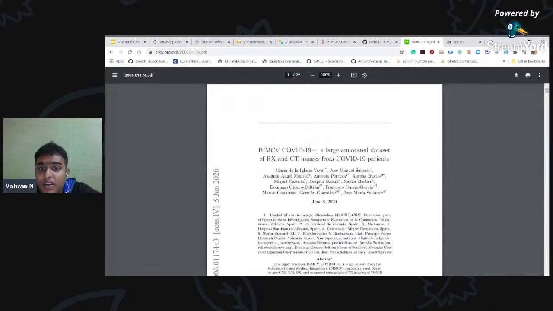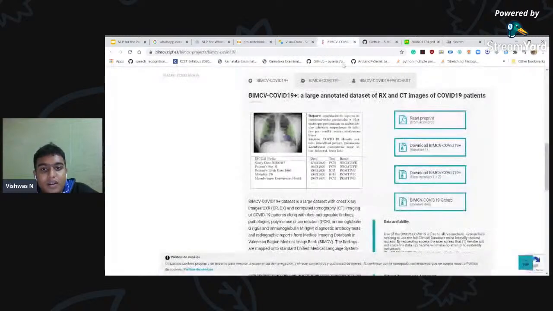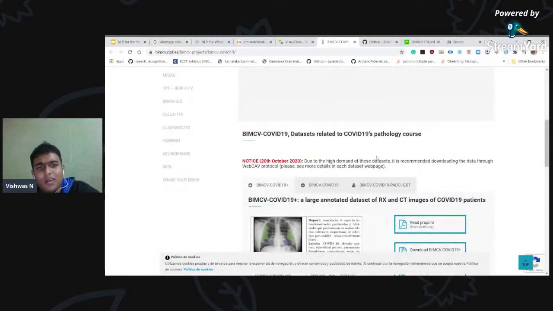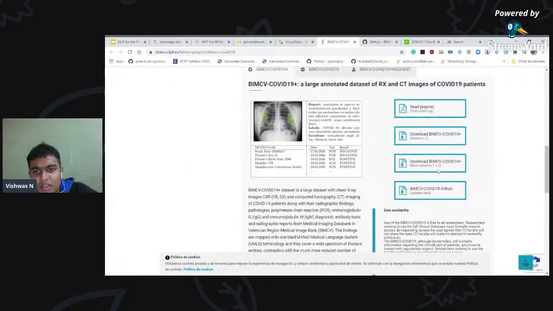BIMCV COVID-19, the largest downloadable data set of transmitted and received CT scan images of COVID-19 patients. Whoa, I never knew that until today. I think probably my next workshop I'll be doing with this data. I'll do it. BIMCV COVID-19. Okay, download.